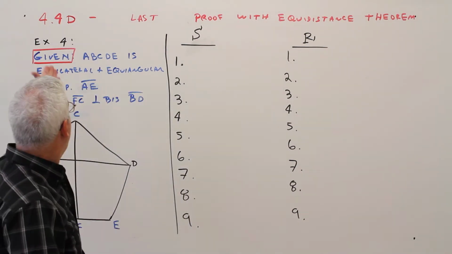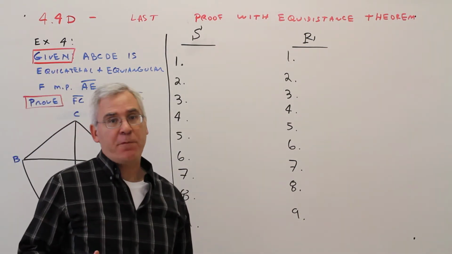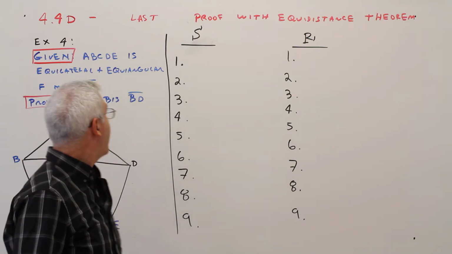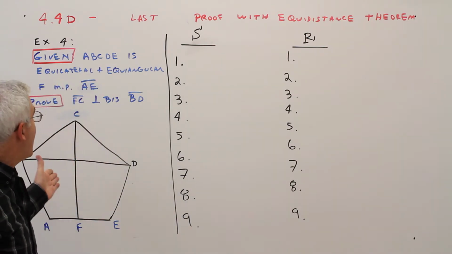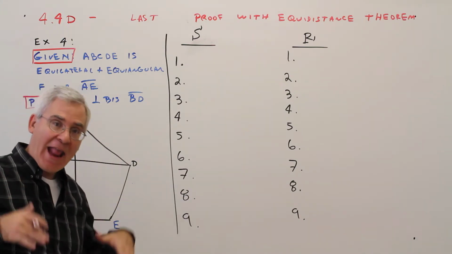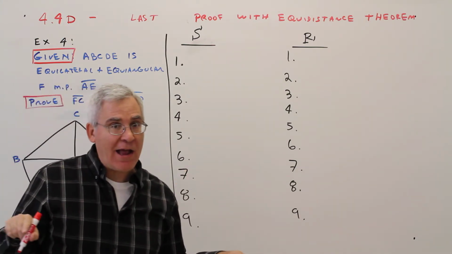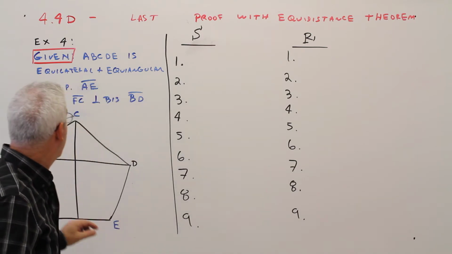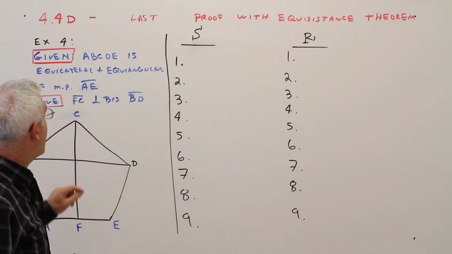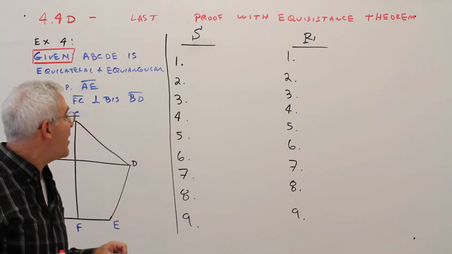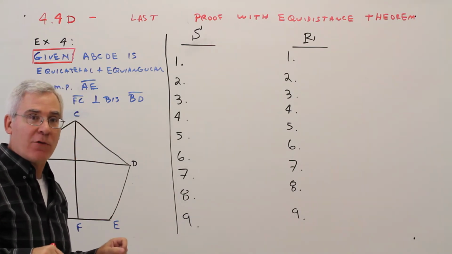Welcome to video 4.4d, the last proof with the equidistance theorem. All right, here we go, example 4. Given that ABCDE is equilateral and equiangular, so all sides congruent, all angles congruent, also F is the midpoint of segment AE, prove that FC is the perpendicular bisector of BD.